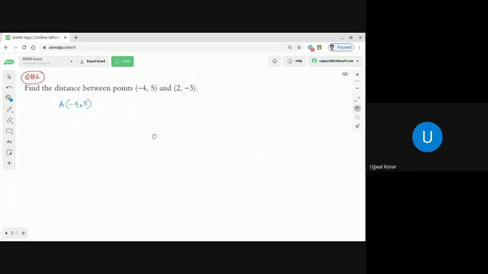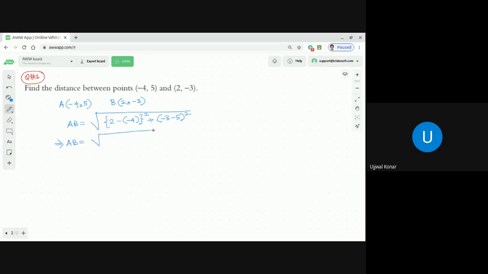So suppose A is the point (-4, 5) and B is the point (2, -3). Then what is AB, dear students? It is the square root of the squares of the differences of their coordinates. That means (2 minus -4) whole square plus (-3 minus 5) whole square. Never hesitate to let me know if you have the slightest doubt in any of these points.